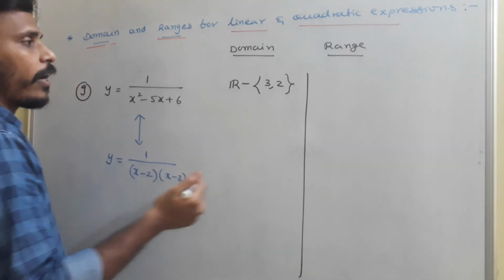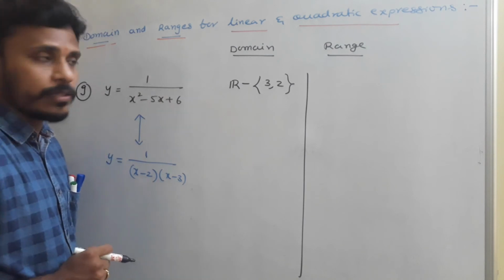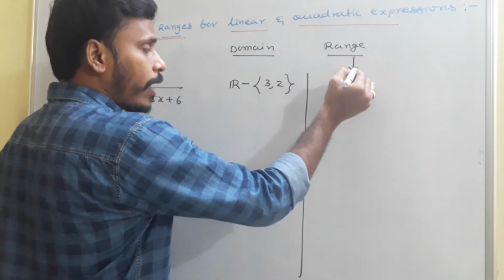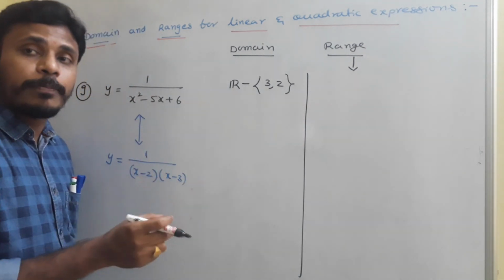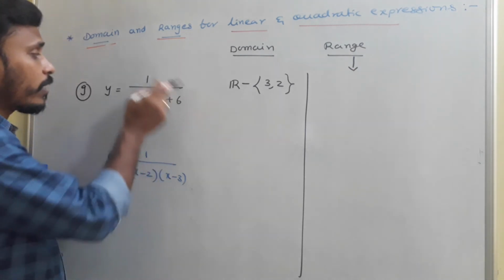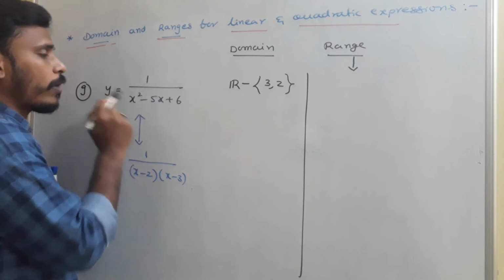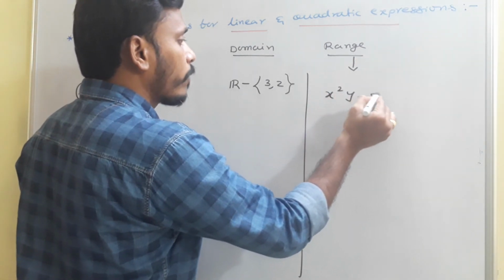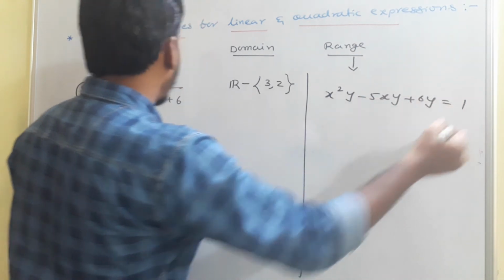So for that, since y is equal to 1 by x square minus 5x plus 6, you just do cross multiplication. Now I am going to give you a general procedure to find the possible values of y, to find the range for y for these types of expressions. To find the range for y, you just do cross multiplication, then it will become like this: x square y minus 5xy plus 6y is equal to 1.